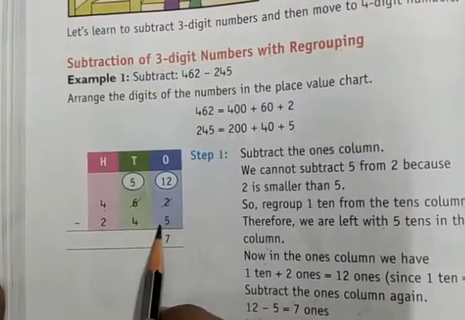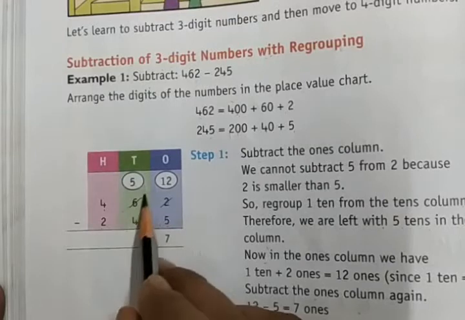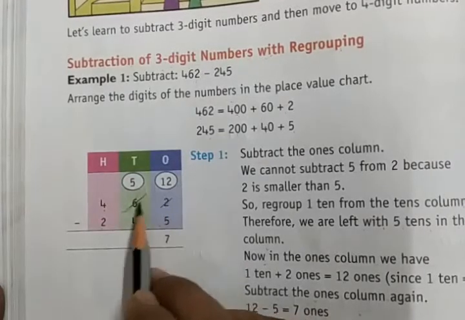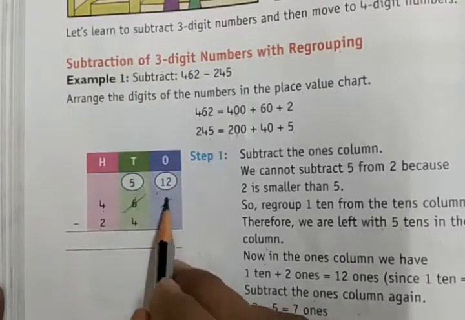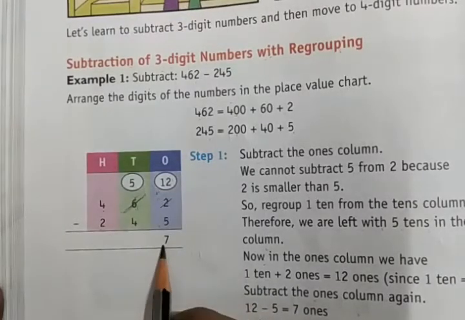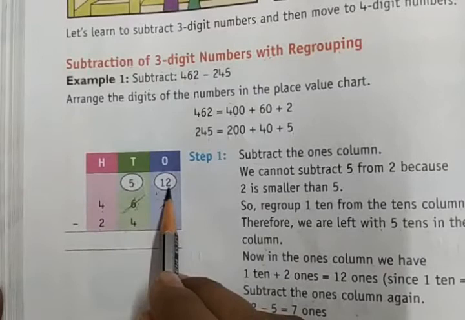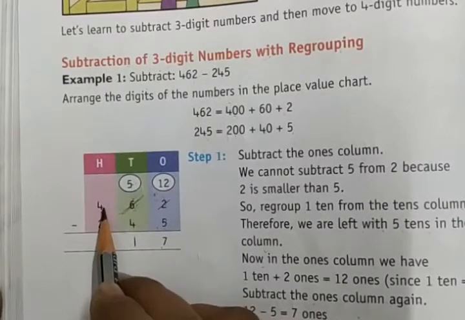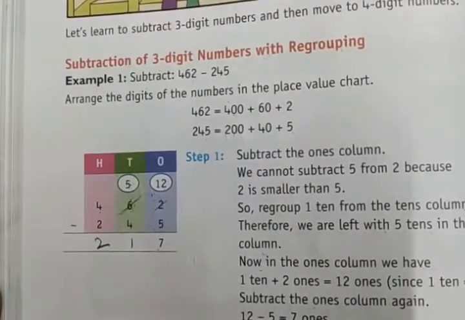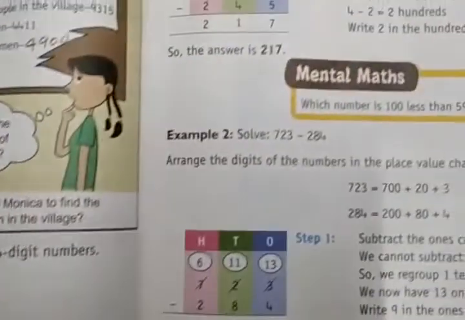462 minus 245. In the ones place we can't subtract 5 from 2. For that we have to borrow, as you know the borrowing. So 6 will become 5, and the 1 borrowed from the tens place makes 12 in the ones place. 12 minus 5 is 7. Then 6 became 5 because we have borrowed 1. So 5 minus 4 is 1. And the next step is 4 minus 2 is 2. So 462 minus 245 is 217. Like this we have to do this, right?